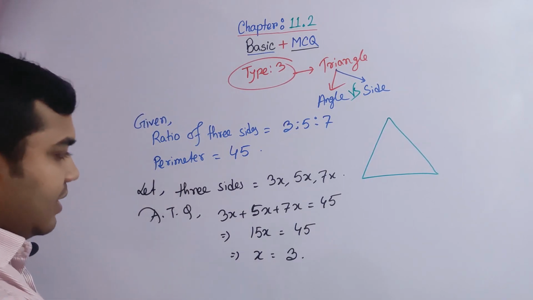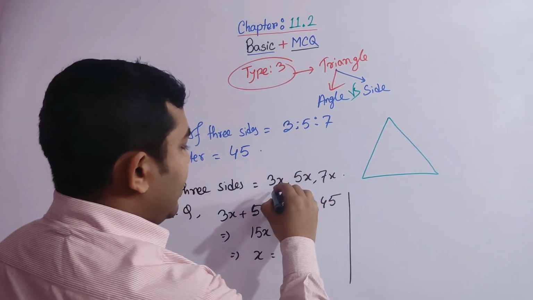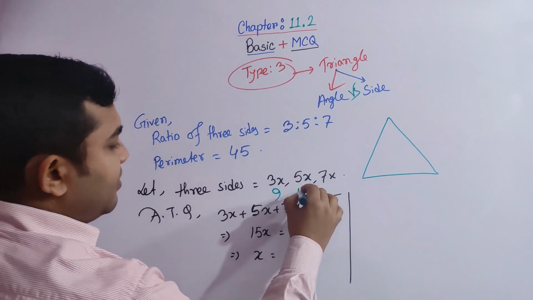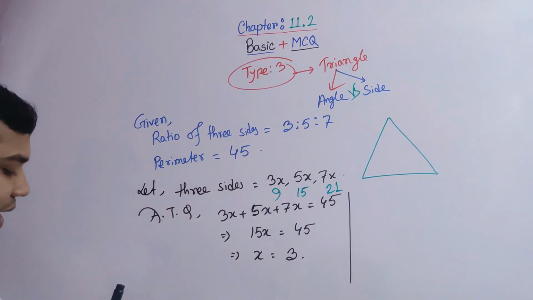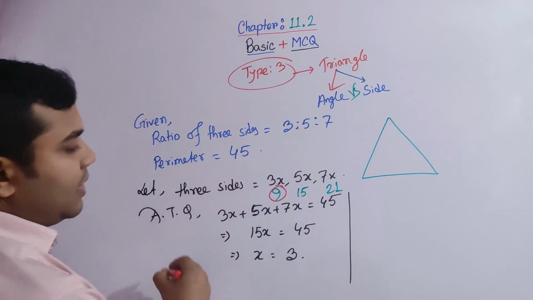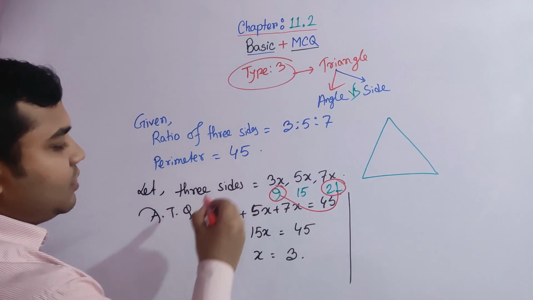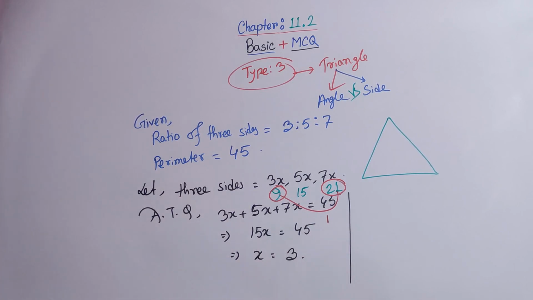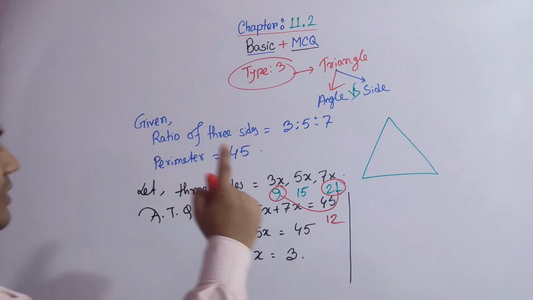If x is 3, how can we find the smaller and larger? First of all, our three sides are 3 into 3, that is 9, 3 into 5, 15, and 3 into 7, 21. So our smaller side is 9, our larger side is 21. And what's the difference between these two? If we subtract 9 from 21, what will be the answer? Exactly. Thank you very much. That should be 12.